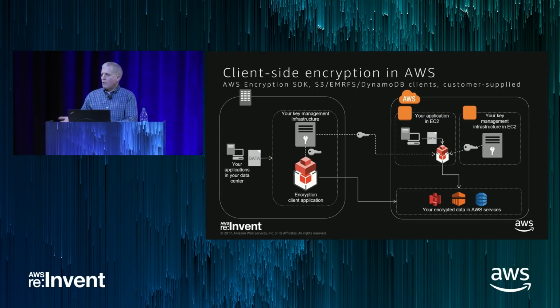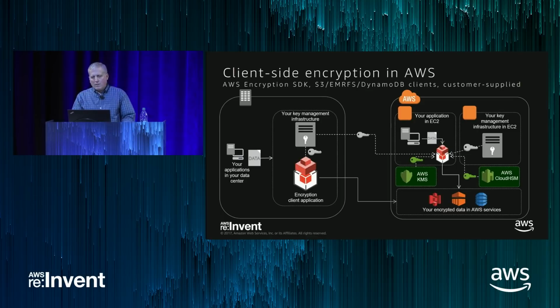You could optionally choose to have some type of key management infrastructure running in a different EC2 instance. Perhaps it's a managed service provider that offers a solution that runs inside AWS. You can also get your keys from AWS Encryption Services like KMS or Cloud HSM. I'll talk a little bit more about the differences between Cloud HSM and KMS. But the point here is there's lots of options.